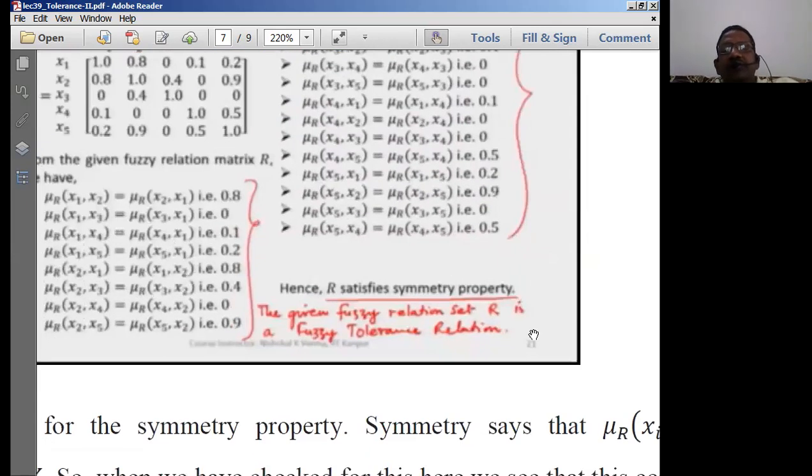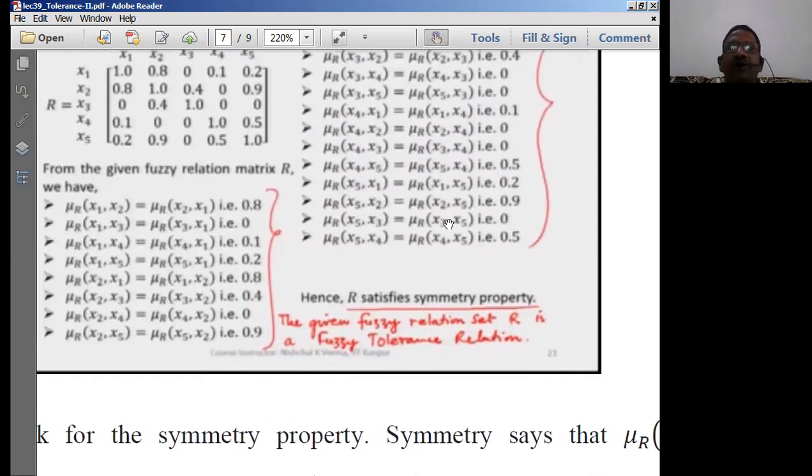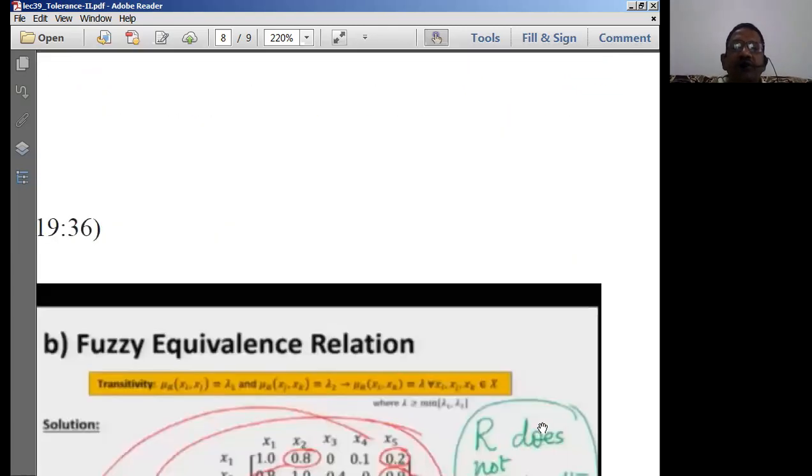So because the symmetry property is being satisfied, we call this fuzzy relation set R a fuzzy tolerance relation, because it has satisfied two properties, known as the reflexivity property and the symmetry property. We simply call this particular relation a fuzzy tolerance relationship.